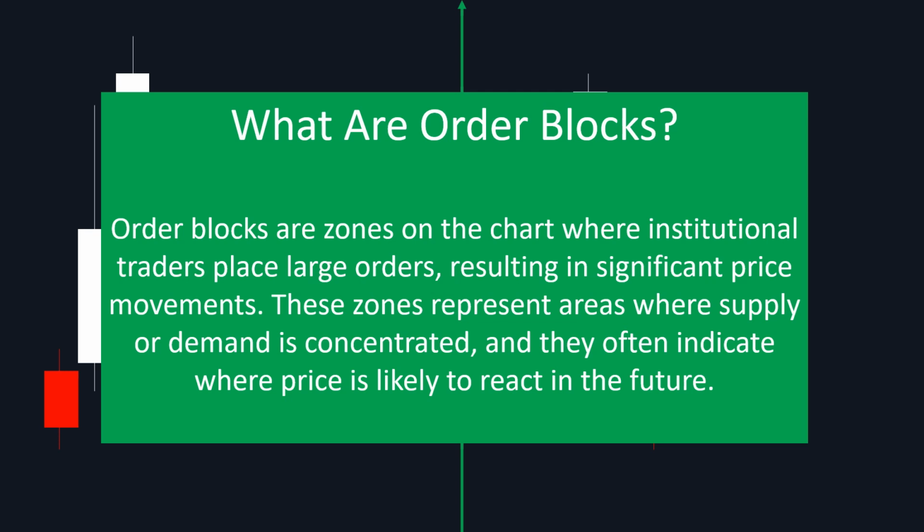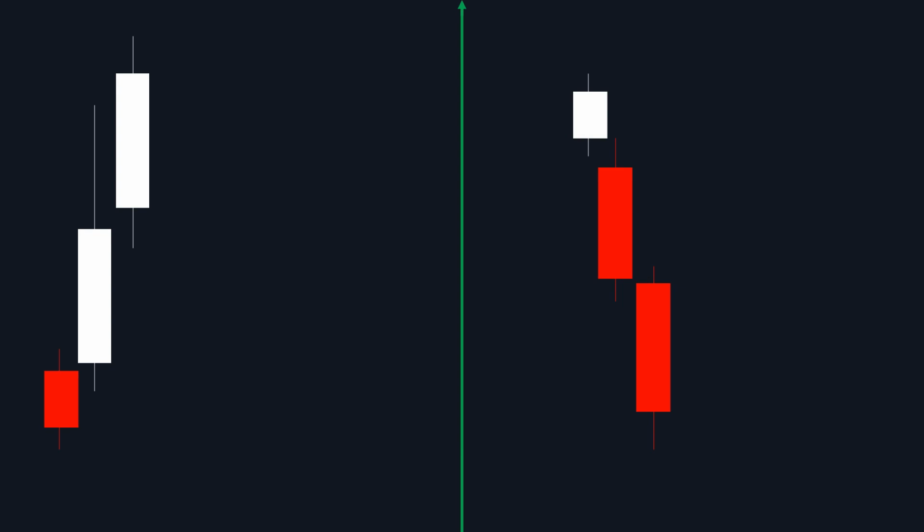What are order blocks? Order blocks are zones on the chart where institutional traders place large orders, resulting in significant price movements. These zones represent areas where supply or demand is concentrated, and they often indicate where price is likely to react in the future. Here are characteristics of order blocks.